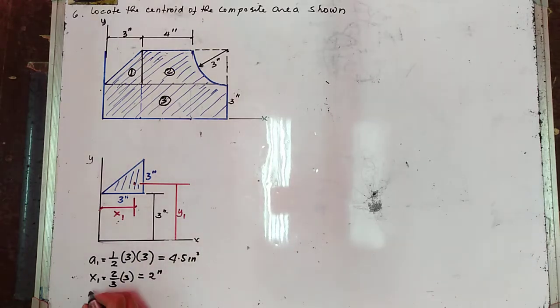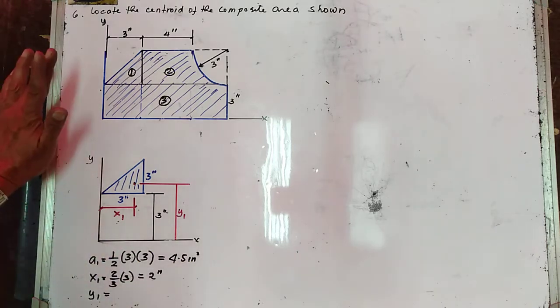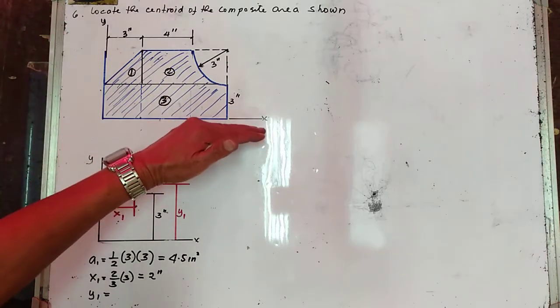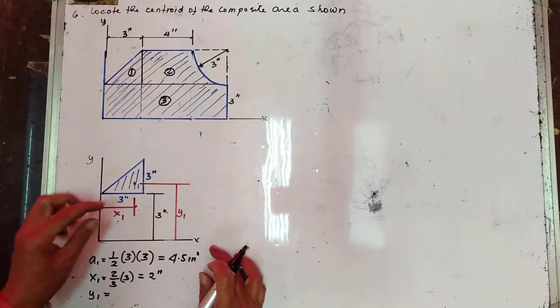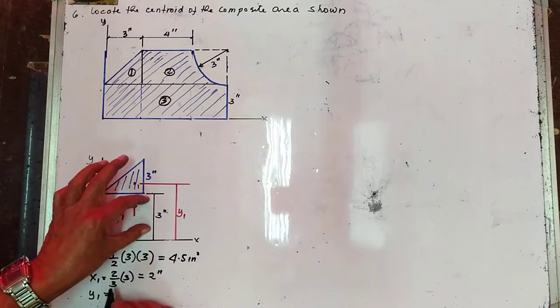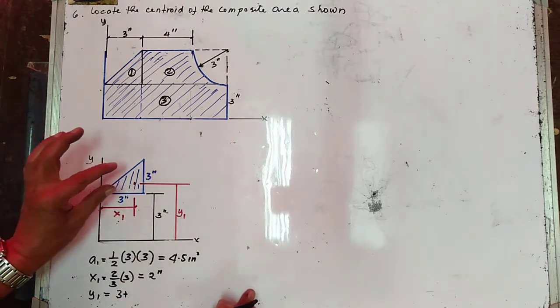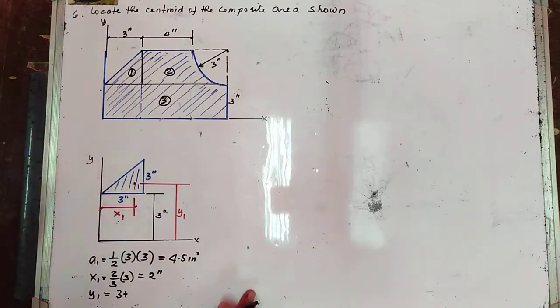And we now have your y1 is now equal to, so we are getting the centroid from the indicated x and y axis. So this is the indicated x axis, so that is 3 plus. The centroid of a triangle from the base is 1/3 of the height. So we have 3 plus 1/3 of the height, which is equal to 4 inches. Let's proceed to the second area.